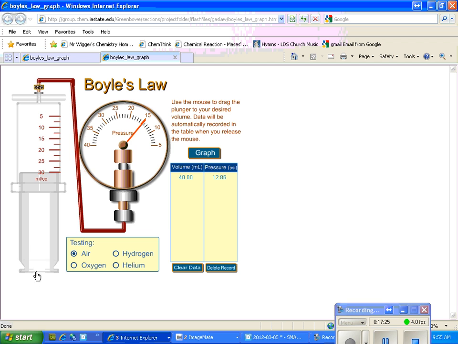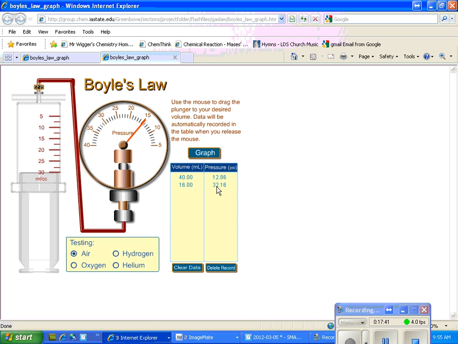So let's watch and see. Does this actually show inverse? Inverse, one goes up, the other goes down, right? Okay, I'm putting down the volume. The volume is down now, and you'll see a lesser volume and a higher pressure.